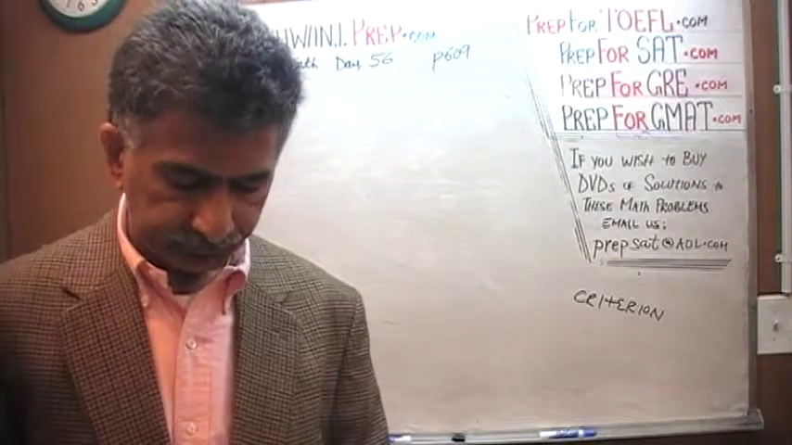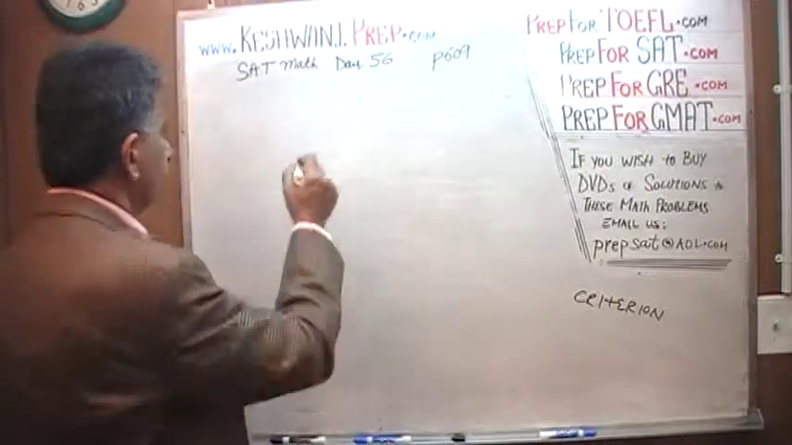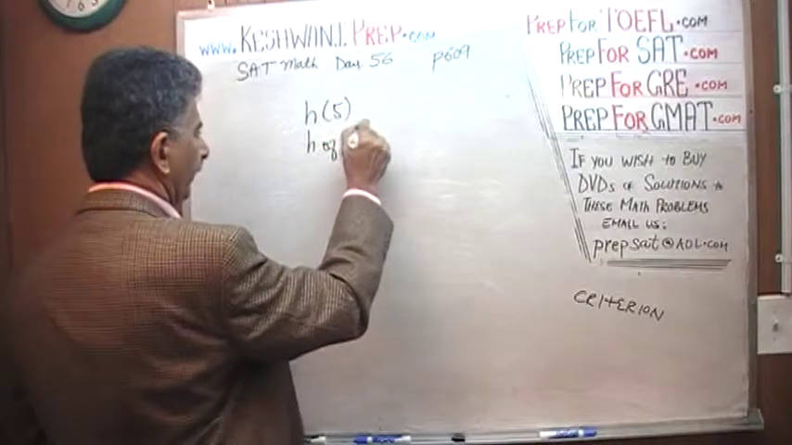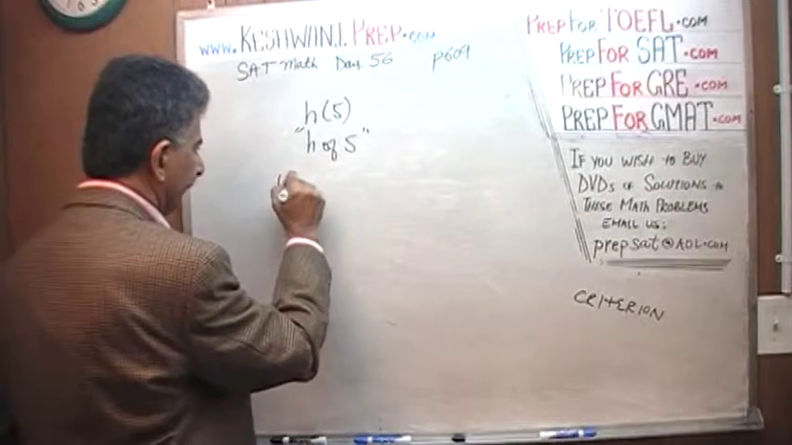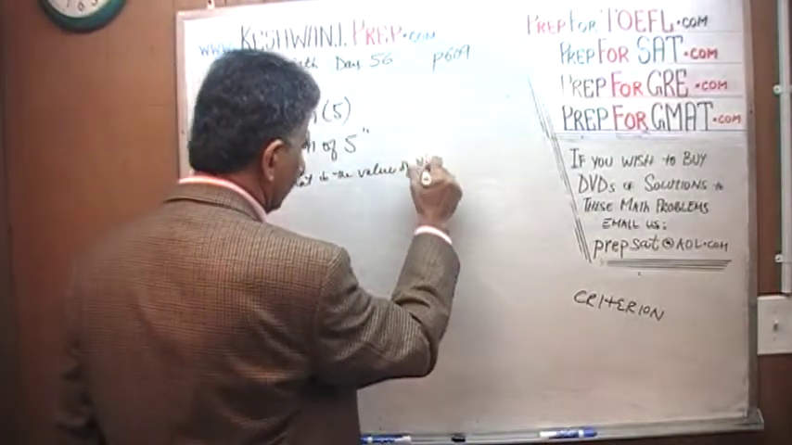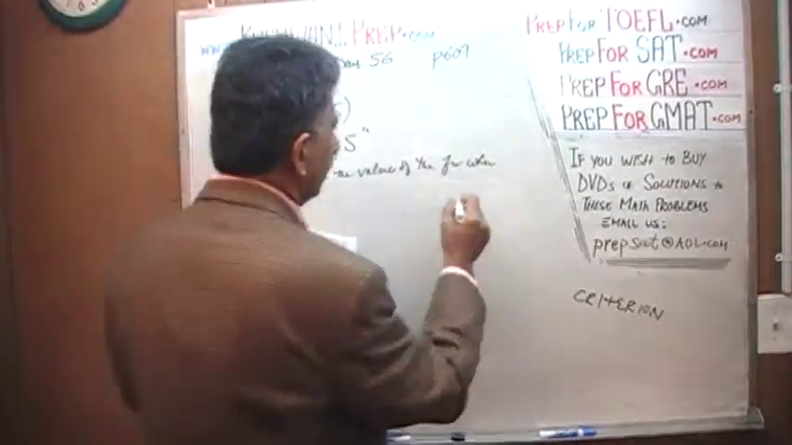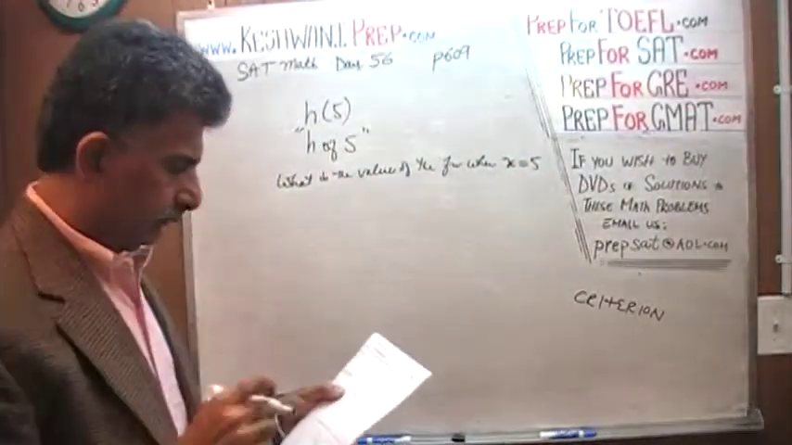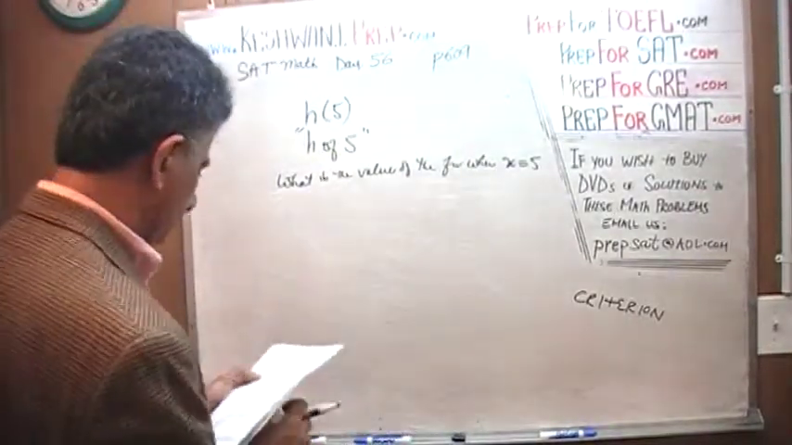Number 5. They give us a graph here. The question simply is, what's the value of h of 5? This is how we read it. H of 5 simply means what is the value of the function when x equals 5. So you just look at the chart and find out. I shouldn't have written it out all the way now because I need the room to read. Just put it here.